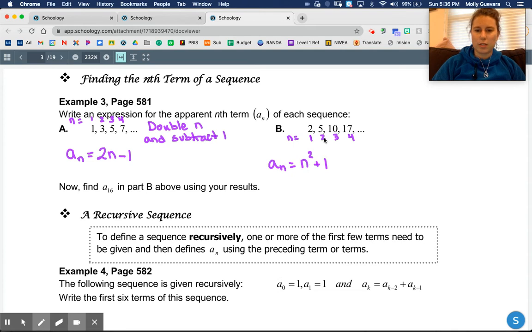Now let's see if it works for this one. If I plug in 2, 2 squared is 4, plus 1 is 5. If I plug in 3, 3 squared is 9, plus 1 is 10. 4 squared is 16, plus 1 is 17. So this works. Okay, so terms are 1 more than n squared.